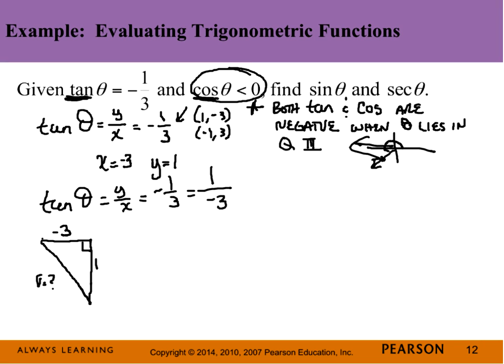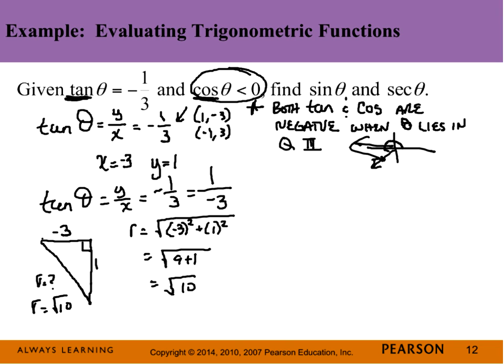So we need to find our R value. R is equal to the square root of x squared plus y squared, so -3 squared plus 1 squared. We're getting the same square root that we were using earlier, square root 10. So R is equal to the square root of 10. And the actual question is, what are the sine and the cosecant of theta? So the sine of theta is given by y over r, so in this case we have 1 over the square root of 10. As usual, we can't leave that square root in the denominator, so I'm going to rationalize.